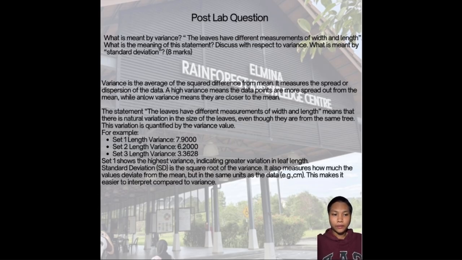The statement, the leaves have different measurements of width and length, means that there is natural variation in the size of the leaves, even though they are from the same tree. This variation is quantified by the variance value. For example, set 1 length variance is 7.9, set 2 length variance is 6.20, and set 3 length variance is 3.3628. Set 1 shows the highest variance, indicating greater variation in leaf length. Standard deviation (SD) is the square root of the variance. It also measures how much the values deviate from the mean, but in the same units as the data. This makes it easier to interpret compared to variance.